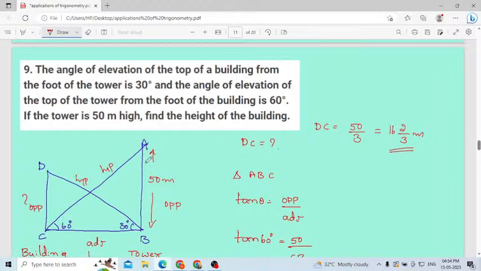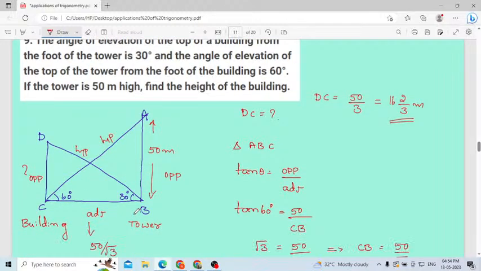This is the building, this is the tower. Angle of elevation they are given. The angle of elevation made by the building to the foot of the tower is 30 degree. In the same way, the angle made by the top of the tower to the foot of the building will be 60 degree. Both the angles of elevation are given.